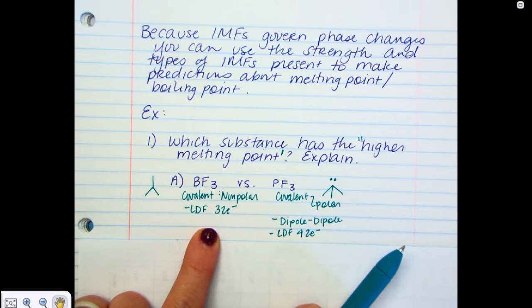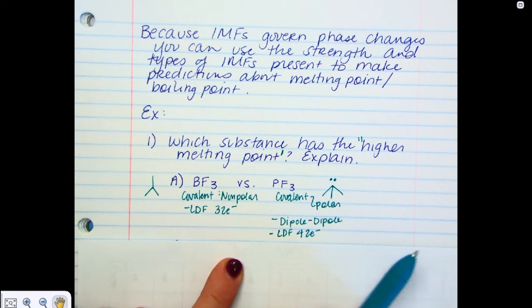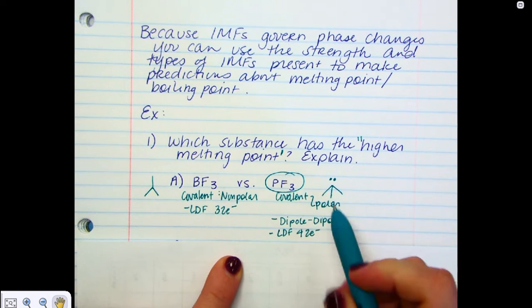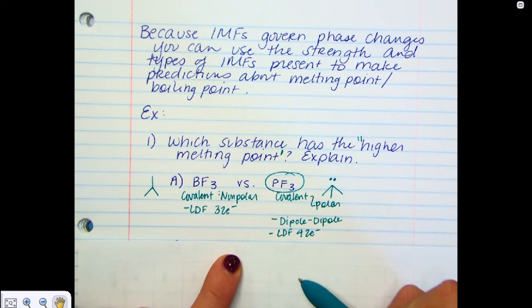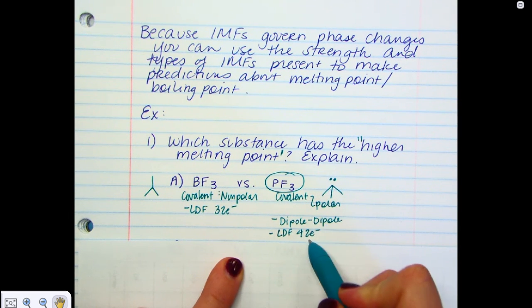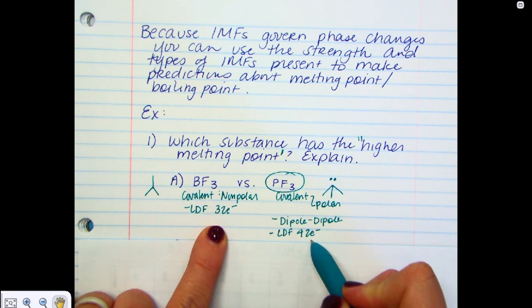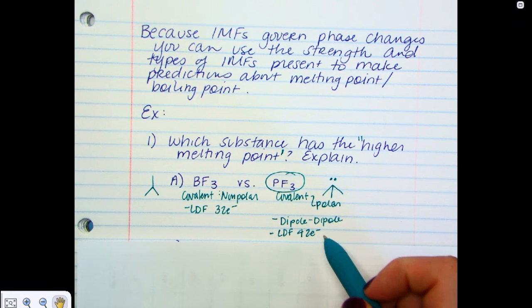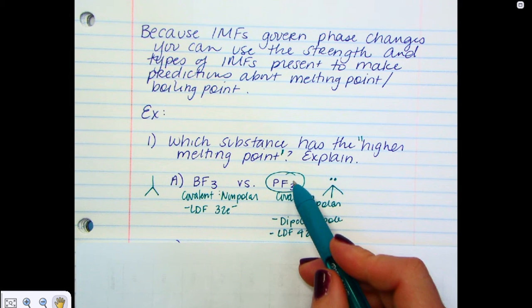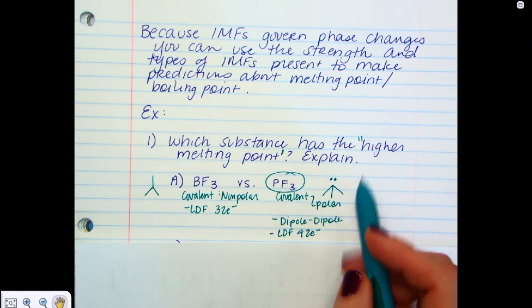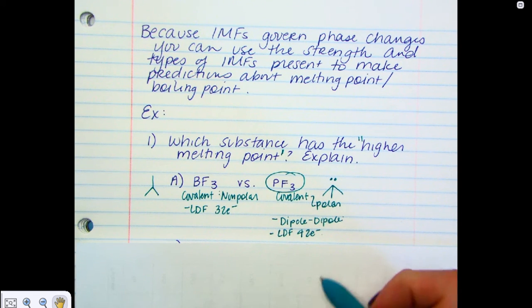So which one of these is going to have a higher boiling point or melting point in this case? The PF3. Why? Because it has more cumulative forces. Dipole-dipole and London dispersion force, and this has more electrons, which is going to make the London dispersion force even higher. So in this case, the PF3, because both of these forces act together.